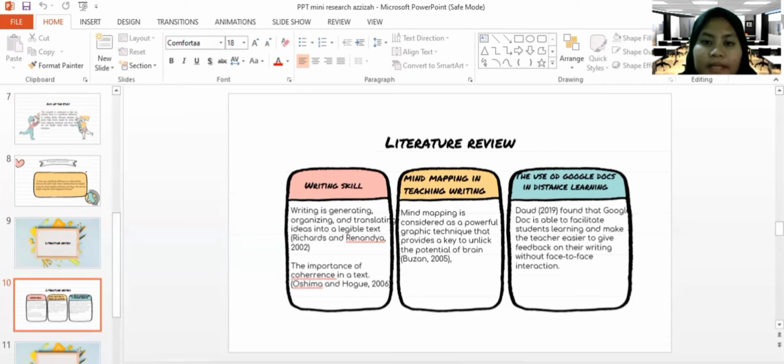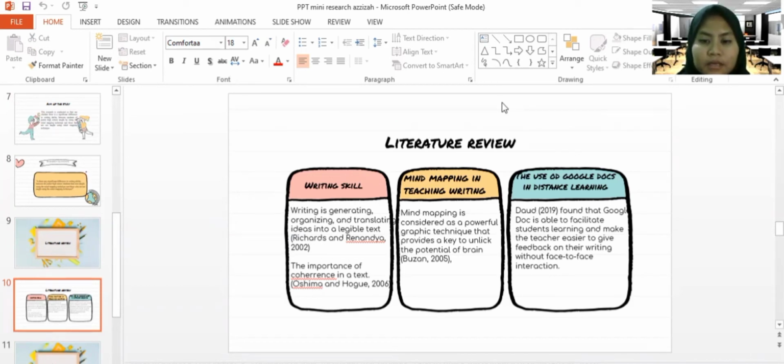And then, mind mapping in teaching writing. According to Buzan 2005, mind mapping is considered a powerful graphic technique that provides a key to unlock the potential of the brain. Mind mapping is useful because it can portray the relationship between ideas visually and graphically, which helps students to develop their ideas in writing documents in teaching writing.